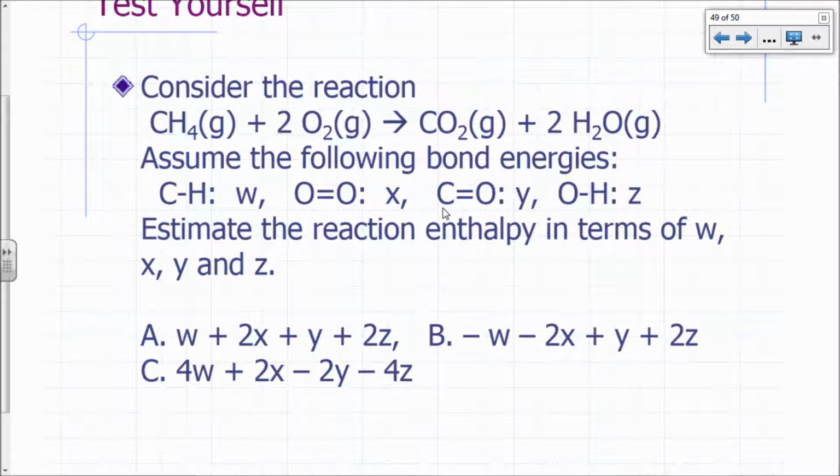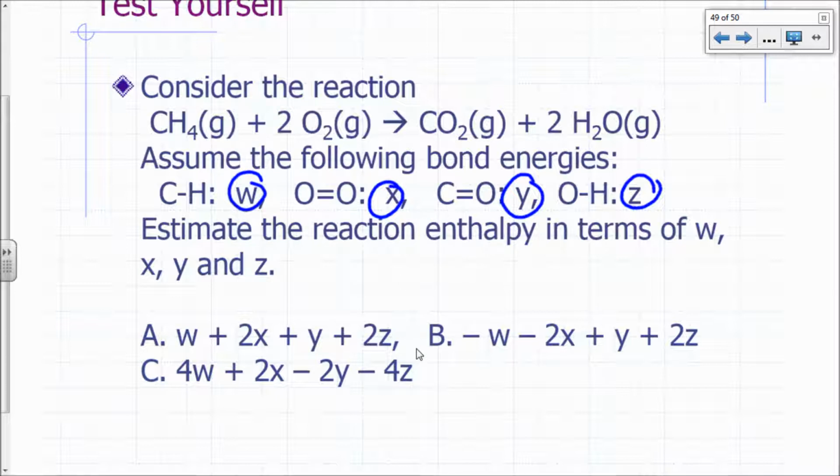All right, so let's consider this reaction right here. Methane plus oxygen gives you CO2 plus 2H2O. Let's say we've looked up the bond energies to be W for C-H bond, X for the double bond between 2 oxygens, Y for the double bond between carbon and oxygen, and Z for an O-H bond. What's the delta H for this reaction in terms of W, X, Y, and Z?